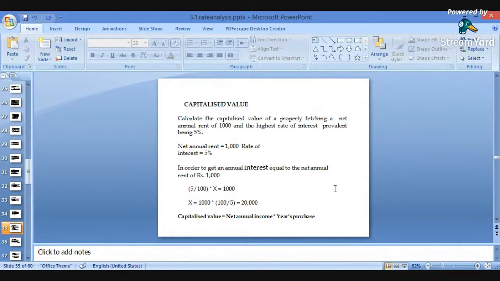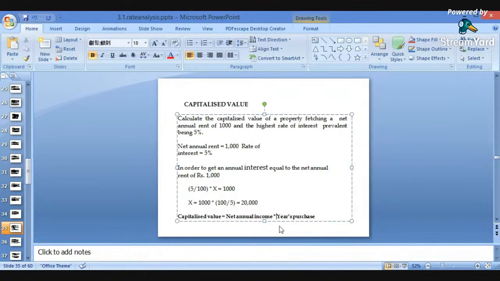First is the net annual rent, which has been taken as 1,000. Rate of interest we have taken as 5%. In order to get an annual interest equal to the net annual rent of 1,000, suppose we consider the capital as x. Then 5% of x is equal to 1,000. It is just a cross multiplication: x equals 1,000 divided by 5%. So the capital value, that x term, is calculated as 20,000. So capital value is equal to net annual income multiplied by the years purchase.